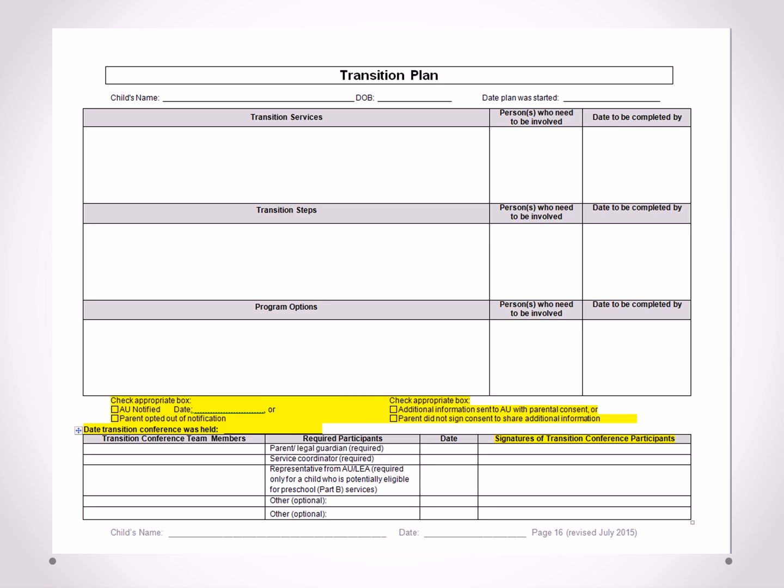You check either on the left-hand side that the AU was notified and the date of notification, or that the parent opted out of notification. And on the right-hand side, you're going to check either additional information was sent to the AU with parental consent, or the parent did not sign consent to send additional information. The only other changes to this page was some clarification that the signatures on this page are for the transition conference, because the plan is developed as part of an IFSP, and so the signatures for the plan are on the IFSP agreement page.